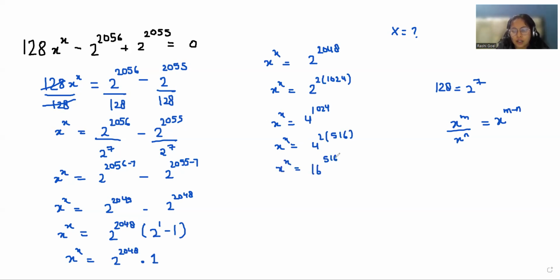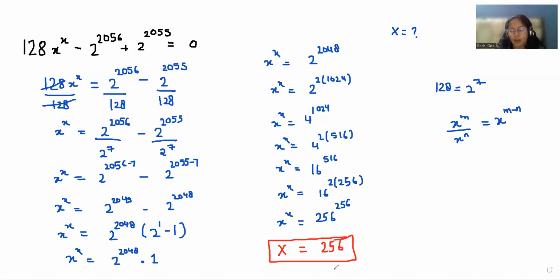Now again I am taking 2 as common from the power. So what is left? 256. Now x^x is equal to 16 squared, which is 256, to the power 256. Now if I compare both sides, the value of x is 256. That's how we can find the value of x.